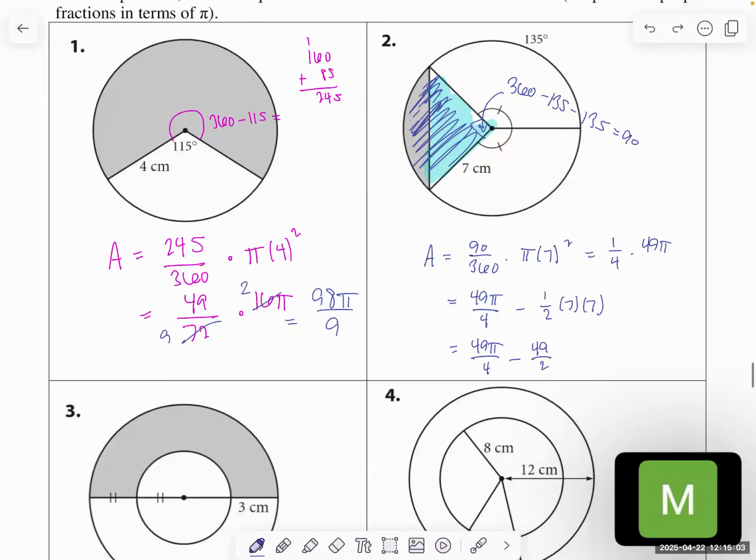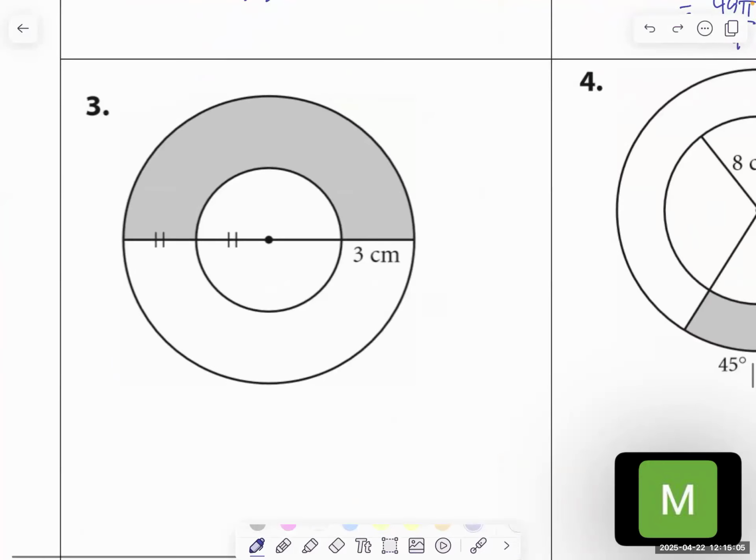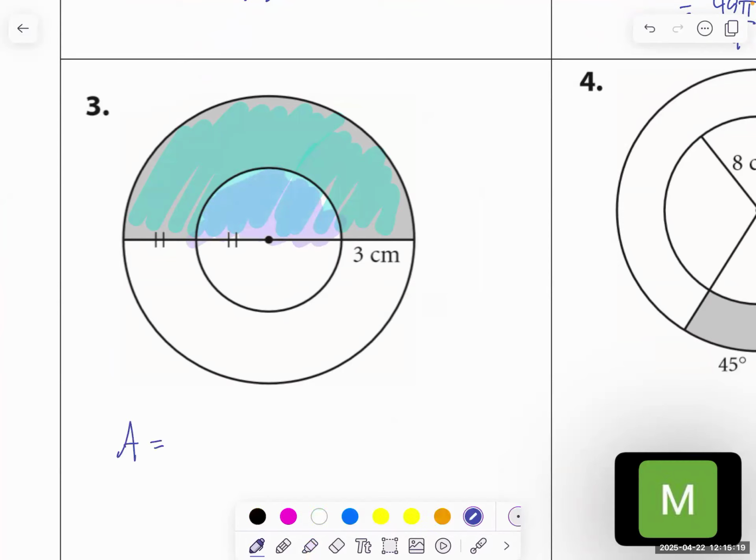All right. For this guy, again, you want to start off by thinking about, okay, let me find the area of the whole sector here, and then subtract away the inside. So I want to find the area of the blue. Since it's a semicircle, it's going to be 180 over 360. Or you could also just use the area of a circle, pi r squared divided by 2.